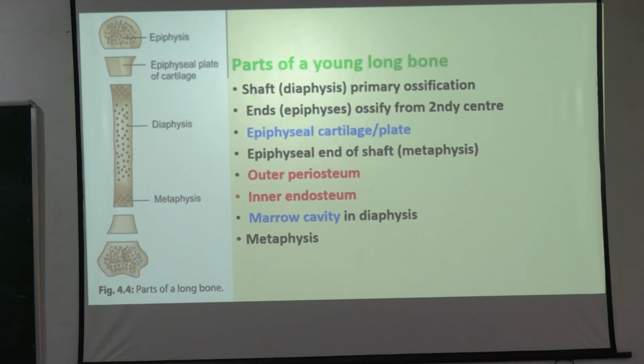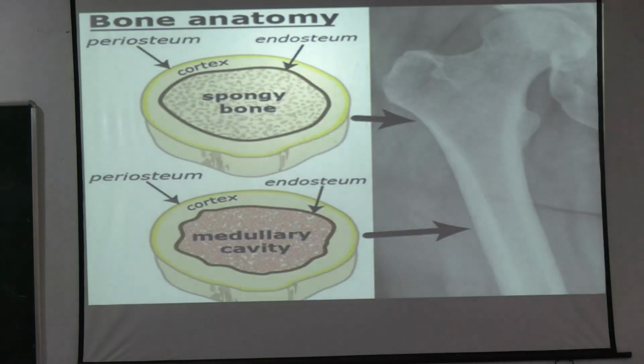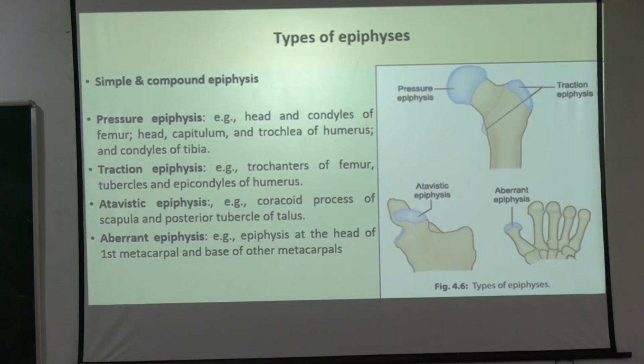Now, different types of epiphysis can be classified. We can call them a simple epiphysis or a compound epiphysis. That means, if you have a single epiphysis that is growing and fusing with the bone, we call it a simple epiphysis. They may have 2 or more epiphyses, which may join with themselves and then join with the bone. That kind of epiphysis we call a compound epiphysis.